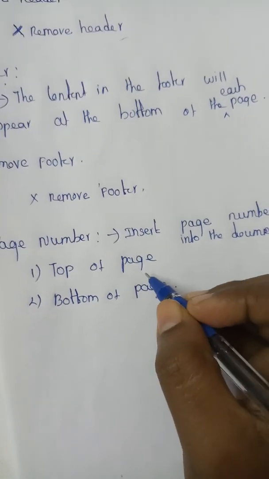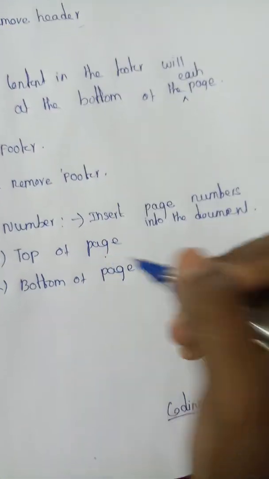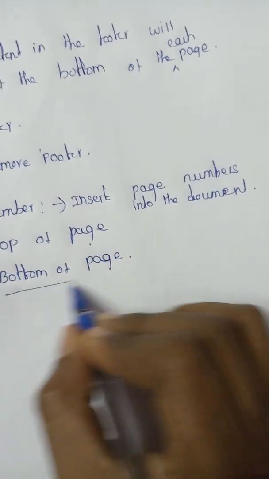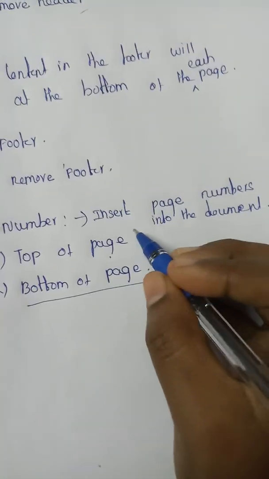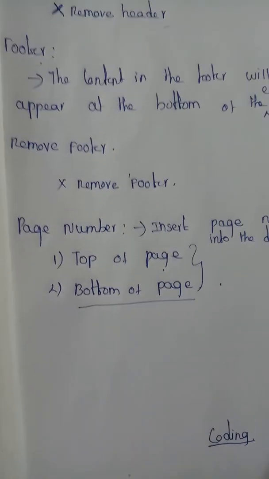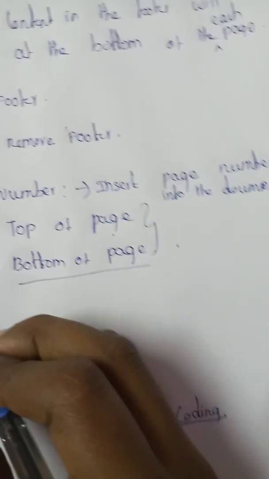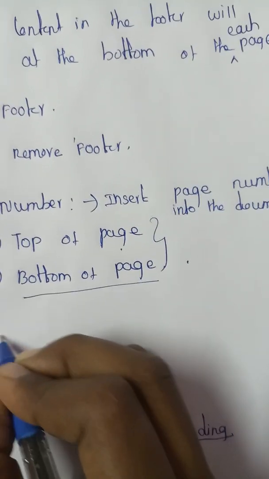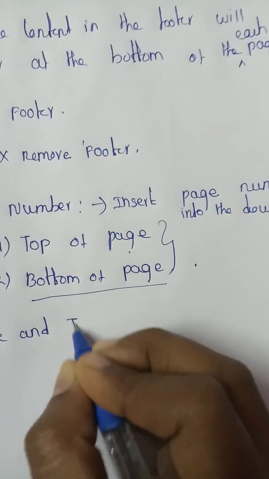It will apply page number at the top and it will display the page number at the bottom. Okay, these are the differences between top of page and bottom of the page. And then the date and time function.